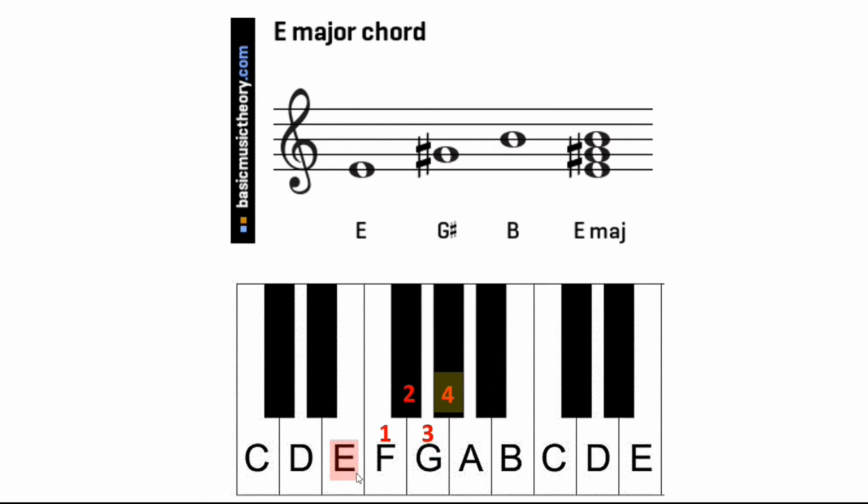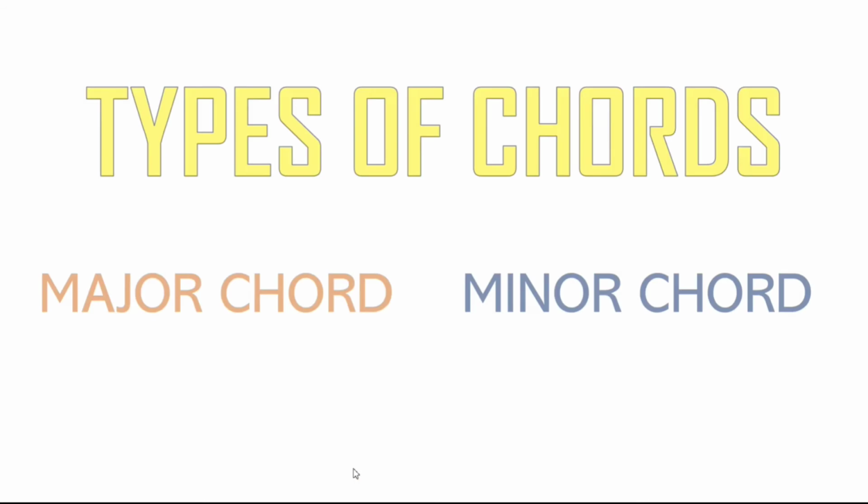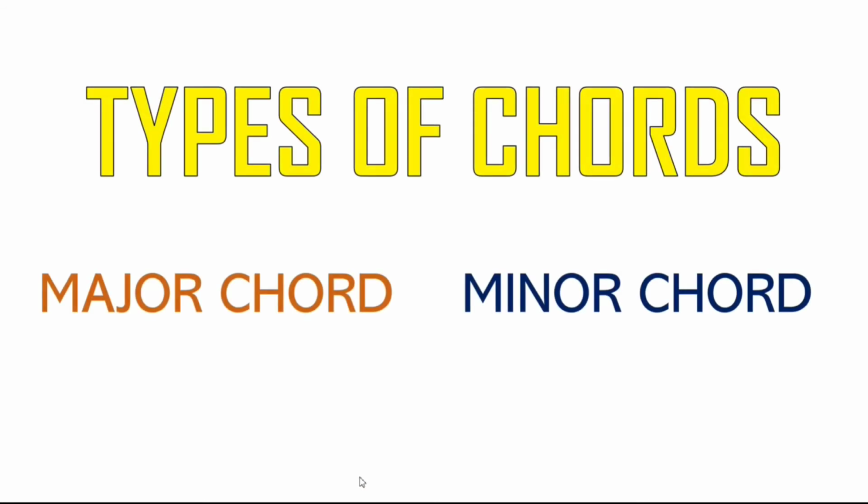Let's get the perfect fifth by counting 3 half steps from the major third. So starting in A, we count 1, 2, and 3. There you have it. Our perfect fifth is a B. So the notes in an E major chord are E, G sharp, and B. Now we're done with the major chords. Let's now discuss the minor chords.